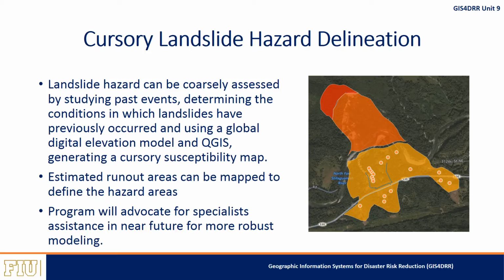So a cursory landslide hazard delineation technique could be, you could coarsely assess it by studying past events and just seeing the behavior of those events, finding your steep slopes, doing your landslide susceptibility analysis, and underneath those identified areas, sort of mapping a runout area based upon the terrain and some ratio of height to play out.